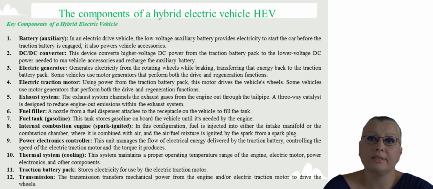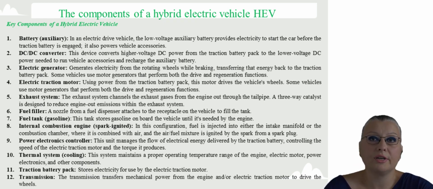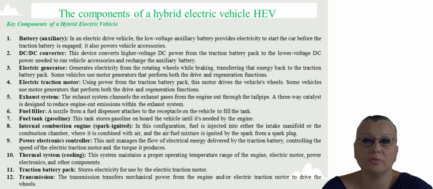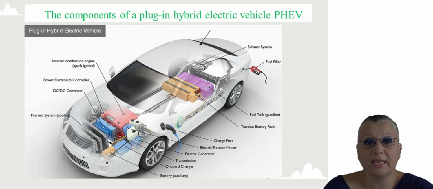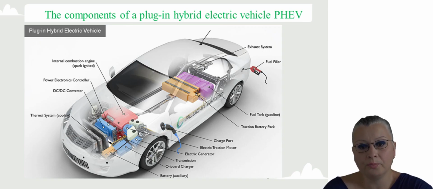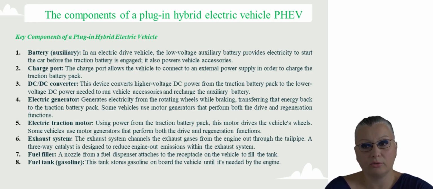Every picture is accompanied by the key components and their functions in order for you to better understand what every component does. So first we had the internal combustion vehicles, then a hybrid electric vehicle. Now we can see the elements of a plug-in hybrid electric vehicle. We can see the components of a plug-in hybrid electric vehicle.